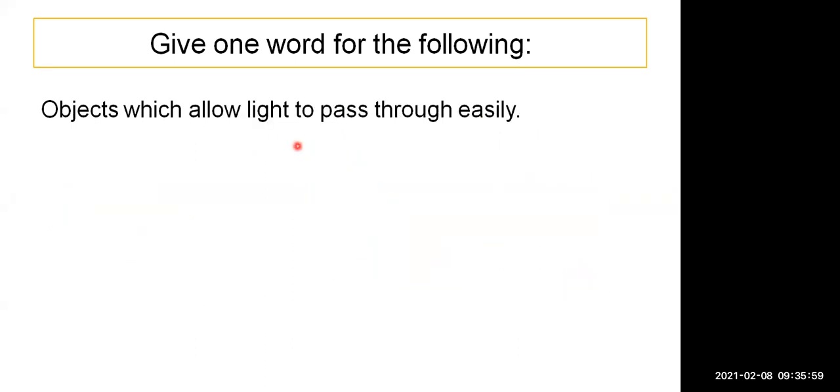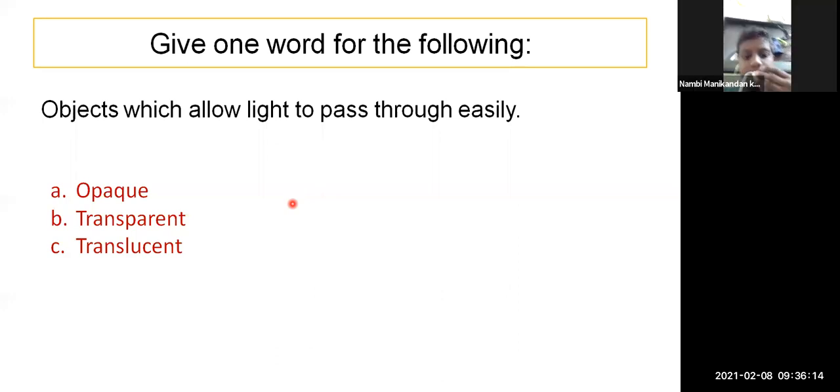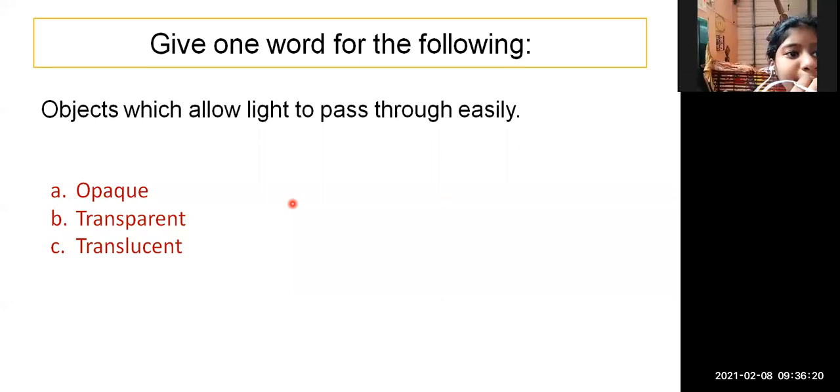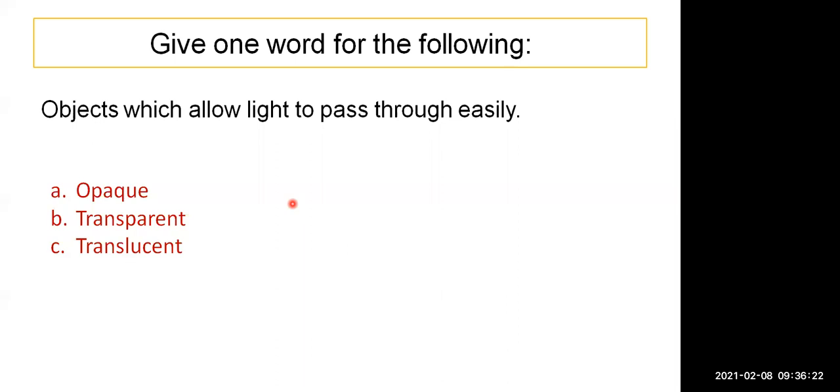Now the next question. Object which allows light to pass through easily. Is it an opaque object, transparent object or a translucent object? Transparent object. Very good. The object will be transparent because it allows all the light to pass through it easily.